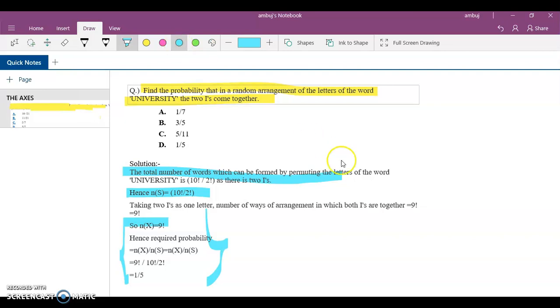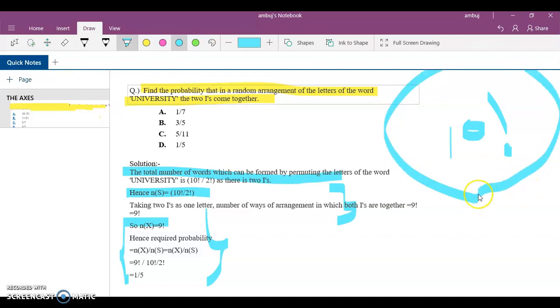Okay. In this question we can notice that it was stated that two I's should come together. But if we remove that part of the question, we can get 10 factorial, because now it's not compulsory that both the i's should be kept together. So there are 10 spaces and 10 different letters, they can be arranged in 10 factorial ways. Then if that part is removed, the answer will change. It will be 10 factorial divided by 10 factorial divided by 2 factorial. Okay, I hope I am clear.